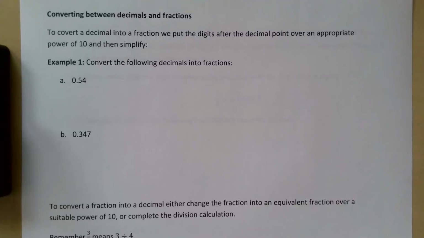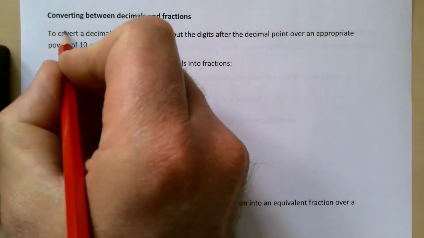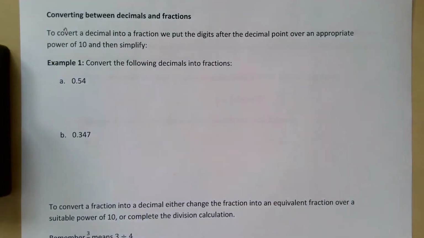Okay, so year 10, unit 1, and we're converting between decimals and fractions. To convert a decimal into a fraction, we put the digits after the decimal point over an appropriate power of 10, then simplify. Convert the following decimals into fractions.